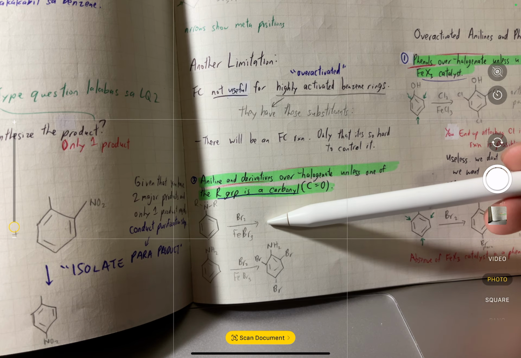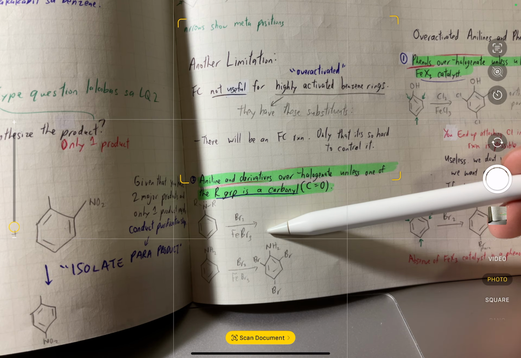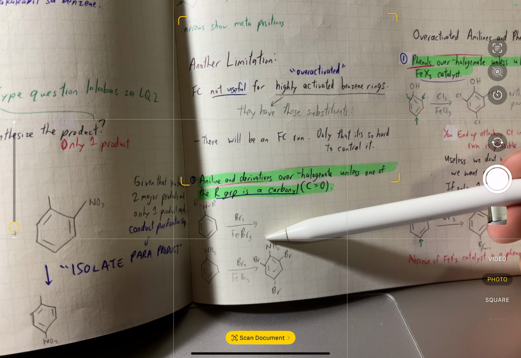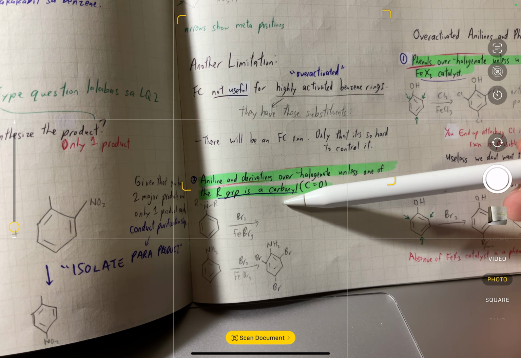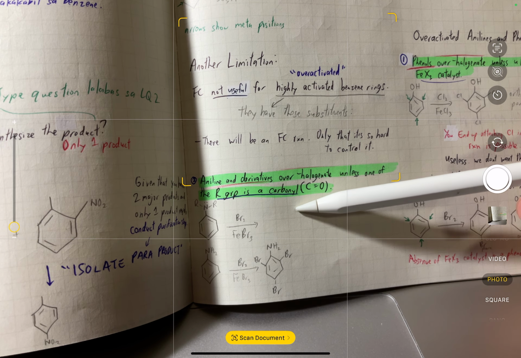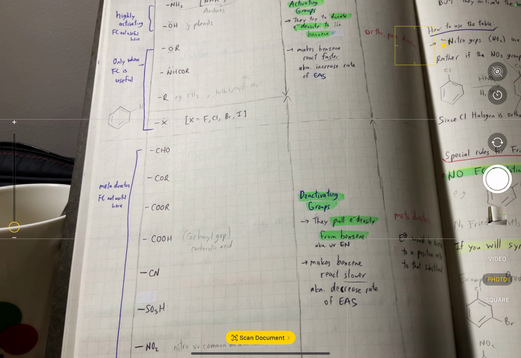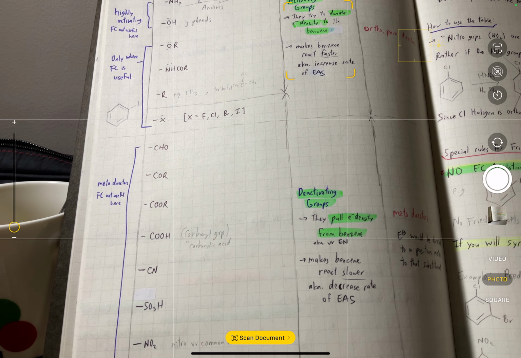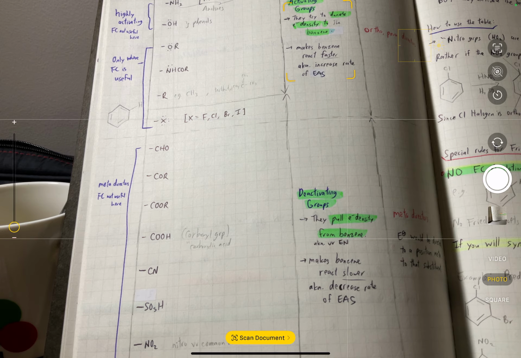I need the clarification on this part, actually. Unless one of the R groups is a carbonyl. Carbonyl, this is a meta director. Anyways, let's go back to the table. So, what else?